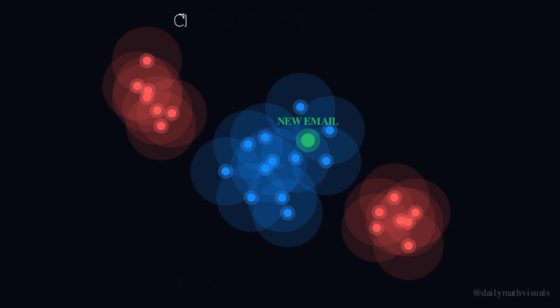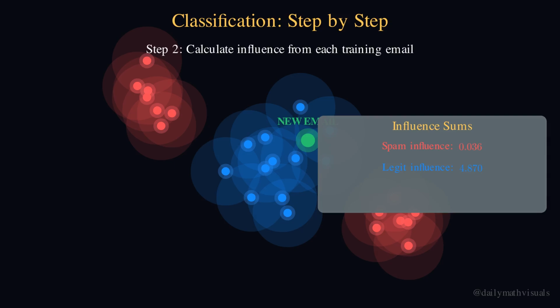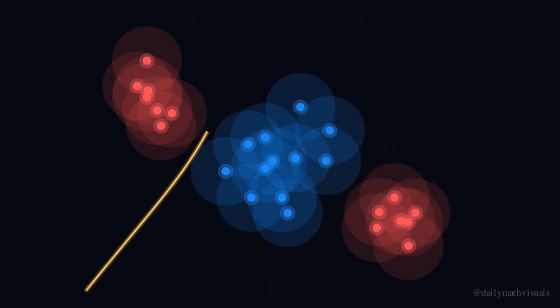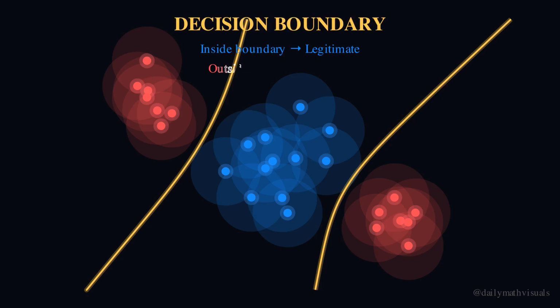Let's calculate. Let's classify this email step by step. Step 1. We calculate the distance from our new email to every training email. Step 2. Using the Gaussian formula, we calculate how much influence each training email has on our new point. We sum up all spam influences, 0.04, and all legitimate influences, 4.87. Step 3. Which influence is stronger? Legitimate influence is higher, 4.87 beats 0.04. The verdict: this email is classified as legitimate. If we do this calculation for every possible point, we get a beautiful curved boundary. Inside the boundary, legitimate; outside, spam. This curved line perfectly separates our nonlinear data.